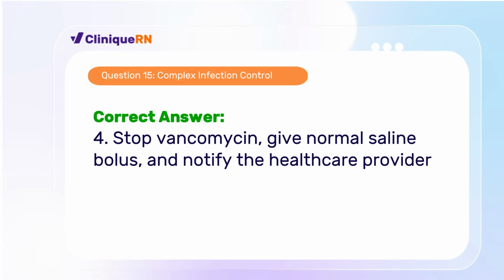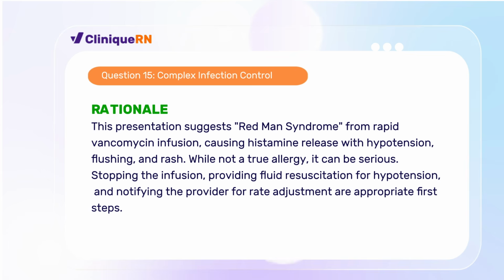The correct answer is 4. Stop vancomycin, give a normal saline bolus, and notify the healthcare provider. Rationale. This presentation suggests red man syndrome from rapid vancomycin infusion, causing histamine release with hypotension, flushing, and rash. While not a true allergy, it can be serious. Stopping the infusion, providing fluid resuscitation for hypotension, and notifying the provider of rate adjustment are appropriate first steps.